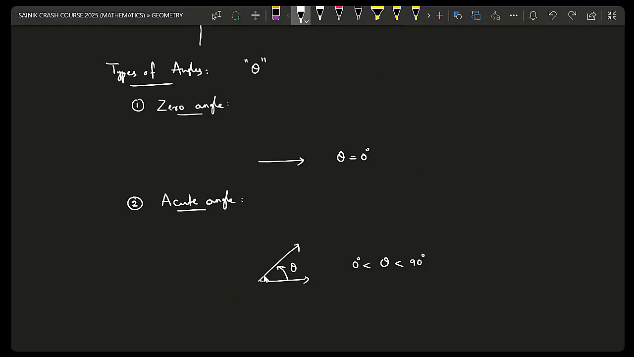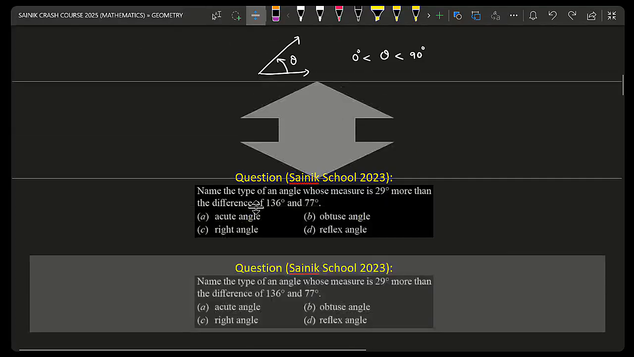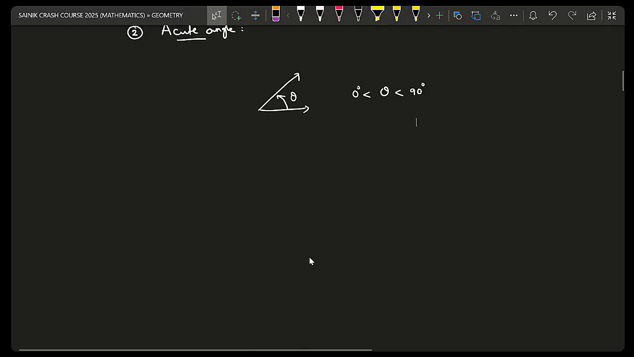What are the examples of acute angle? 30 degrees is an acute angle, 40 degrees, 45 degrees, until 89 degrees, 89.5. Whatever angle is there, which is more than 0 and less than 90, we call it acute angle. And then right angle. Right angle we already discussed just now. What is right angle? Having exact measurement 90 degrees. Next one, right angle.